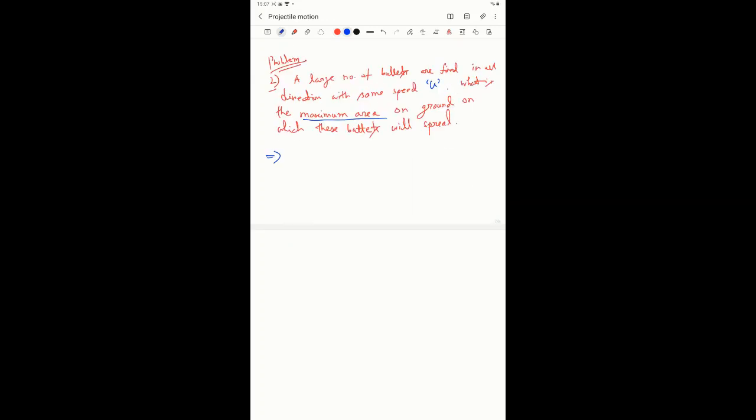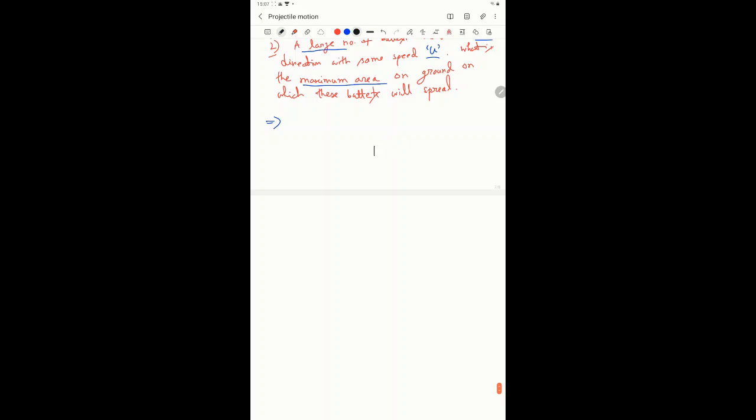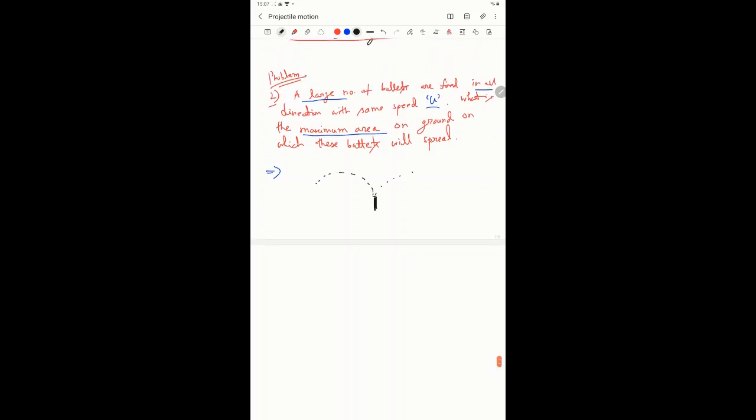So guys, let us discuss one last problem in this topic. A large number of bullets are fired in all directions with same speed u. What is the maximum area on the ground which these bullets will spread? Here is a gun, and bullets are being fired from this gun in all directions.